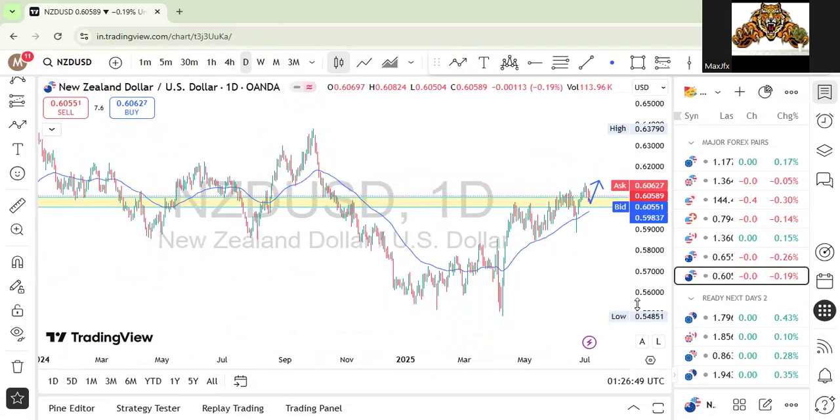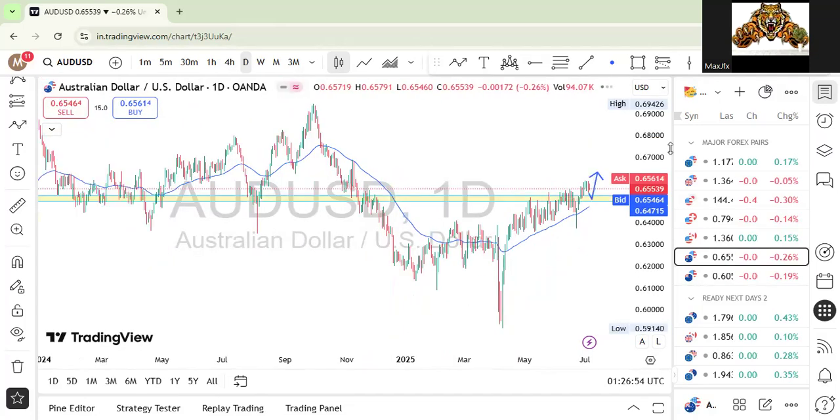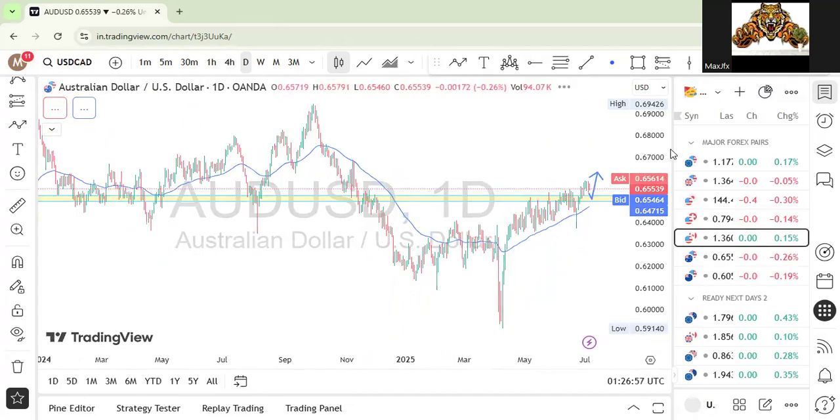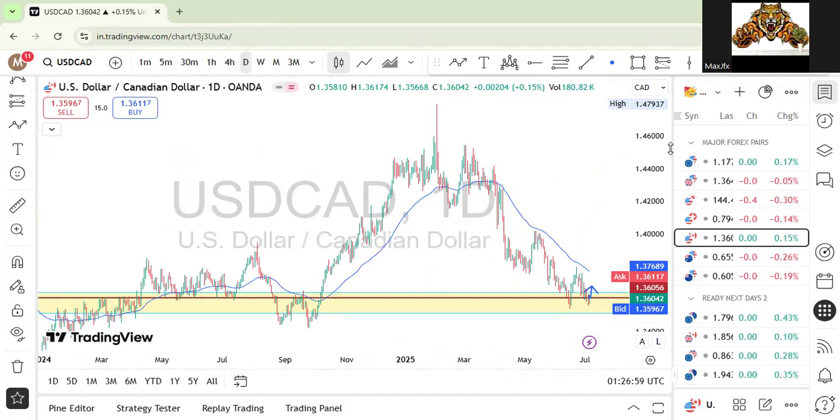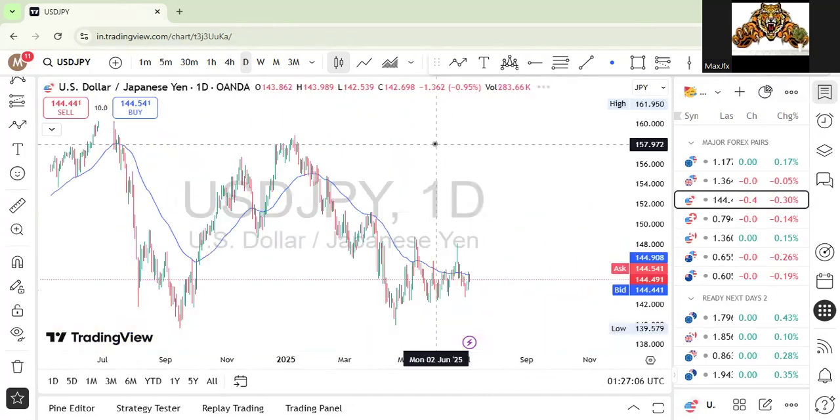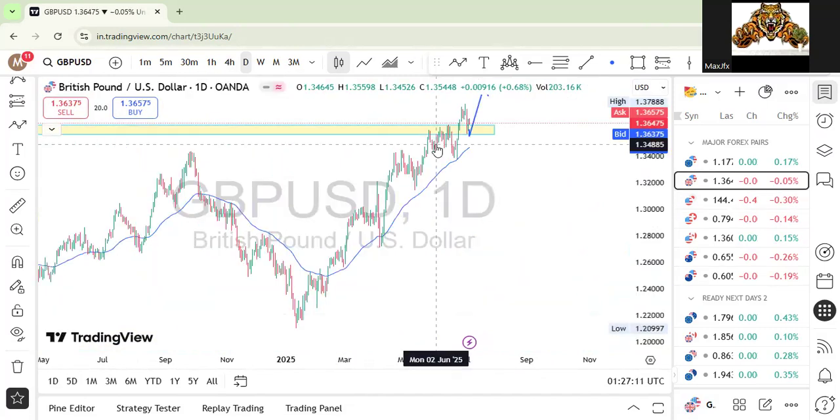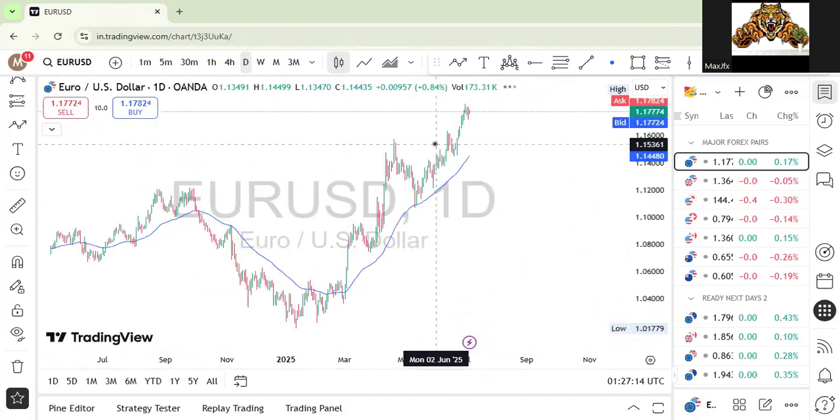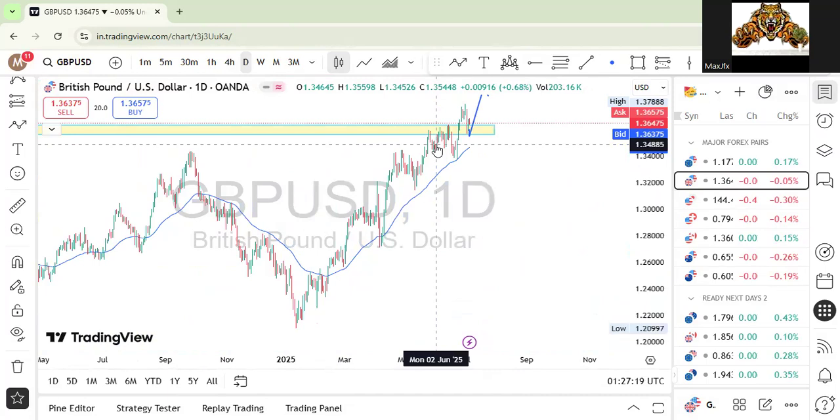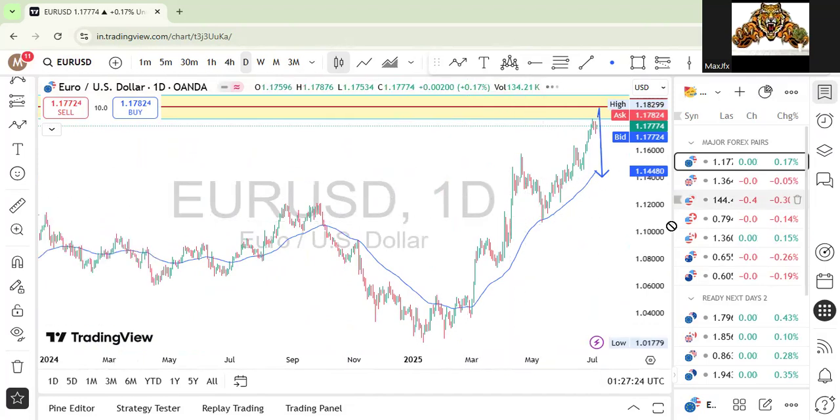All right, so that's the end. So we are looking for buys on AUDUSD, buys on NZDUSD, buys on USDCAD, and also buys on USDCHF, buys on USDJPY, and also buys on GBPUSD, and only sell on EURUSD. Only sells on EURUSD.